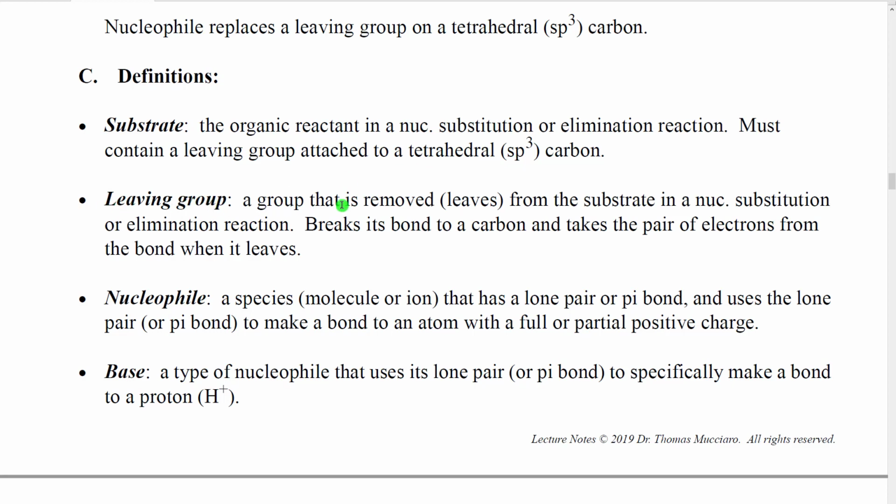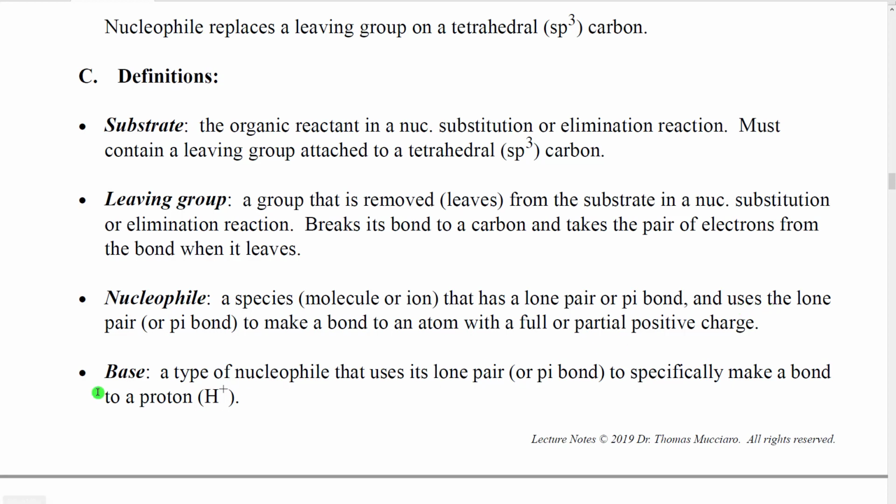The leaving group is a group that is removed, or you could say leaves, because it's called a leaving group, from the substrate in a nucleophilic substitution, or again, elimination reaction. It breaks the bond that it has to a carbon, and it takes the pair of electrons from that bond when it leaves. A nucleophile is a species that has a lone pair or a pi bond and uses the lone pair to make a bond to an atom.